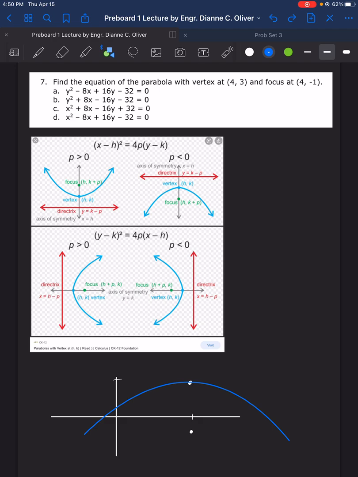So if we need to find the equation, we need to find what this distance is. This is (4, 3), and then this is (4, -1). So we're looking at this position here. And since p is less than 0, it is negative. So this distance here is what we need to look for also.